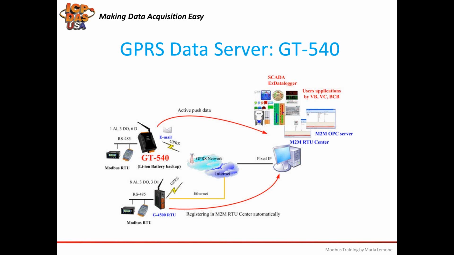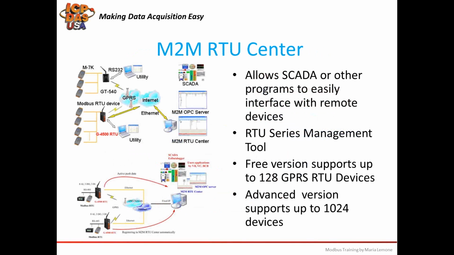GPRS data servers like GT540 are configurable and can allow software on a PC to communicate with Modbus RTU-based devices connected to GT540 through the Internet over the cellular network. They also have 1 analog input, 2 digital outputs, and 6 digital inputs on board for data acquisition. They can send email alarms based on configured high and low alarm levels.